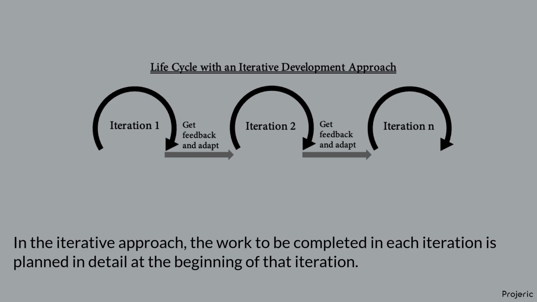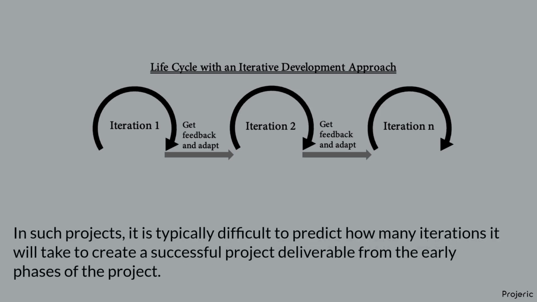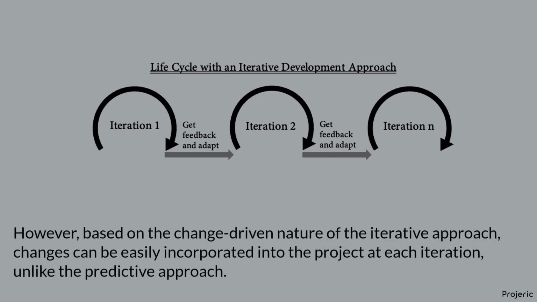In the iterative approach, the work to be completed in each iteration is planned in detail at the beginning of that iteration. Future work is planned only at a high level, as there is not yet enough information to make detailed plans. In such projects, it is typically difficult to predict how many iterations it will take to create a successful project deliverable from the early phases of the project. As the future work is subject to change, the project costs and schedules are also. However, based on the change-driven nature of the iterative approach, changes can be easily incorporated into the project at each iteration, unlike the predictive approach.